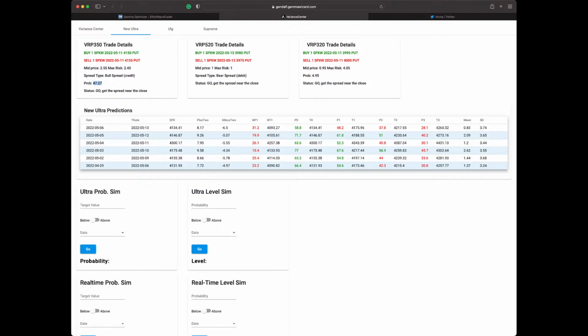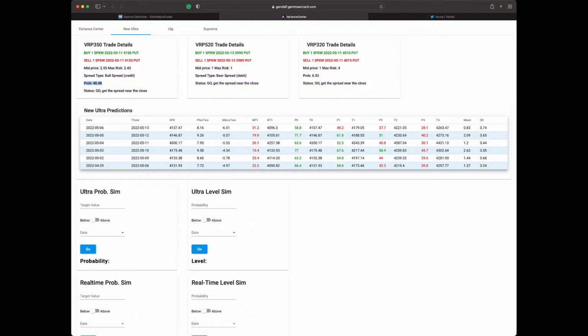This probability that you see here has nothing to do with the probability of success of the trade. This is just the probability that Ultra is giving to the binary. So Ultra is thinking that this binary should be priced around 47%, which means that it is overpriced. Like the mid price is coming at 255, a little higher than 50. So that's why it's recommending selling it. So whenever this number is less than 50, this recommends a sell, a credit. And whenever this number is higher than 50, it recommends a buy. That's how the probability here should be used.